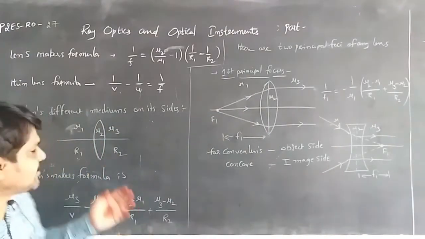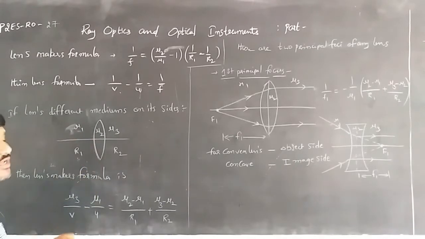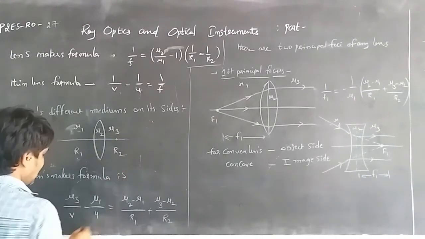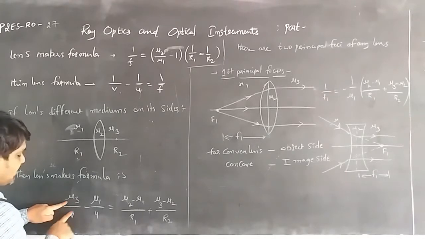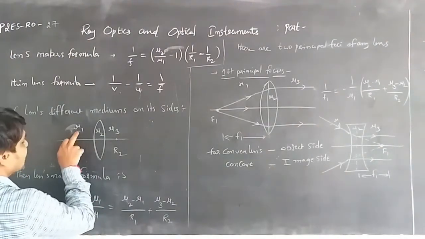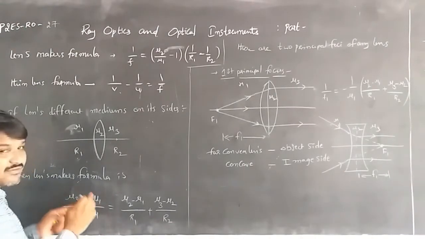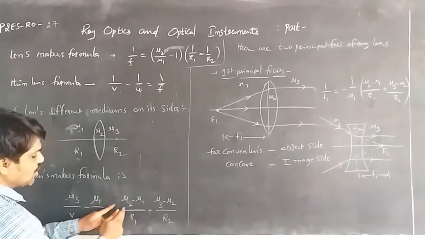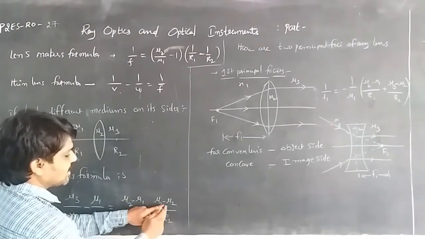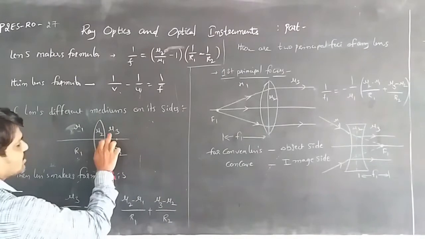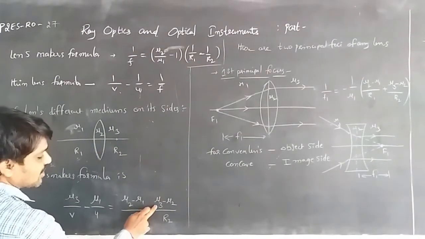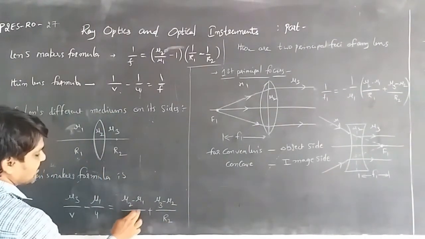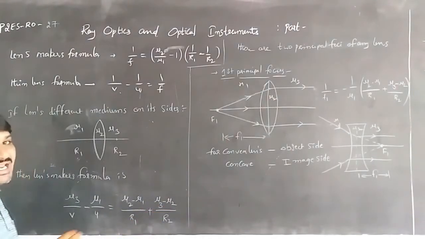Then the lens maker's formula becomes this. The final image is formed in mu 3 at a distance of v. So the final image distance gives mu 3 by v, minus where the light is coming from, that is mu 1 by u. Mu 3 is where the image is formed, where the light is going. Then mu 3 by v minus mu 1 by u is equal to (mu 2 minus mu 1) by r1 plus (mu 3 minus mu 2) by r2, because the other medium is there, and the second surface has its own radius of curvature. This is the lens maker's formula.